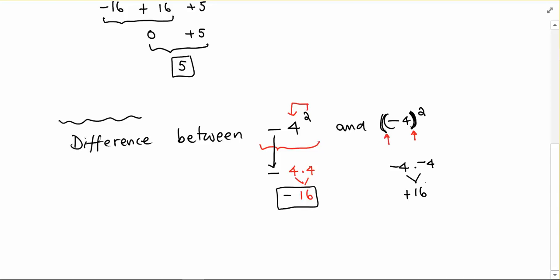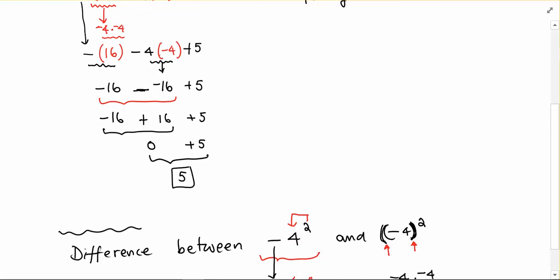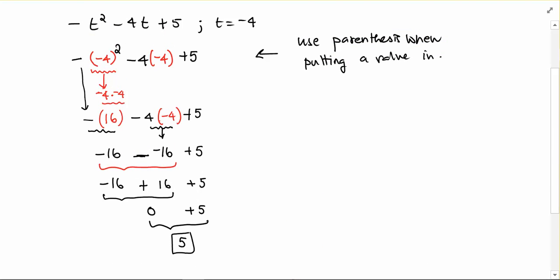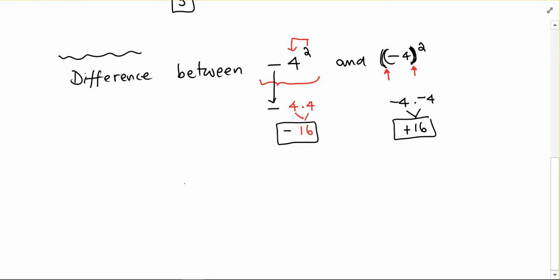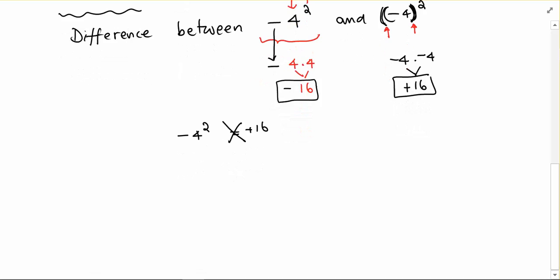Okay, so be very careful when you're working with variables. You can sort of see why I say use parentheses here, because there is a difference between minus 4 in the parentheses versus minus 4 outside the parentheses. Now, often I see students do the following. They'll write a problem like this, and they'll write that as positive 16, and that is of course wrong, right? So don't make that mistake. Always use parentheses when you're putting in a value for a variable.